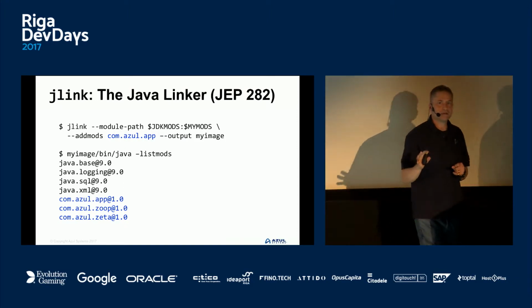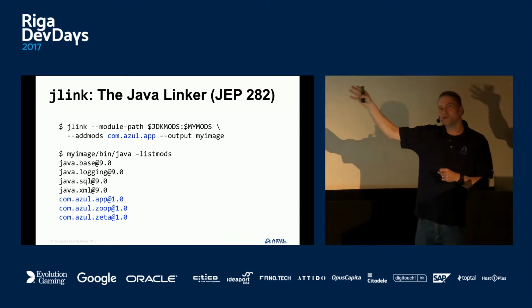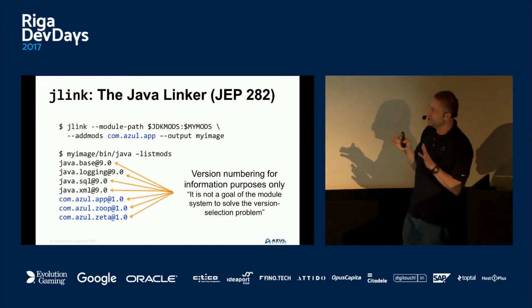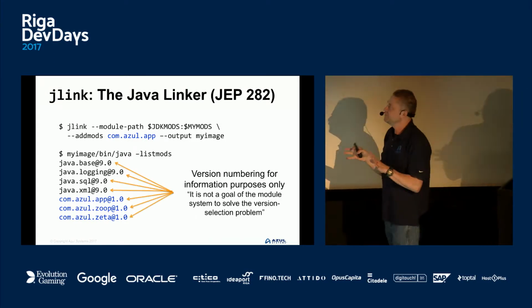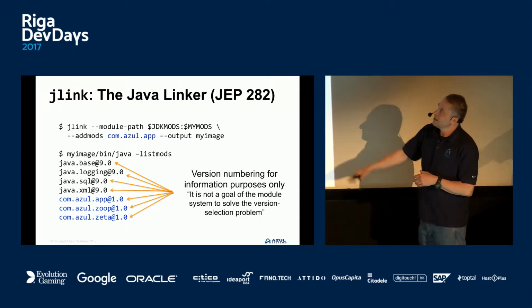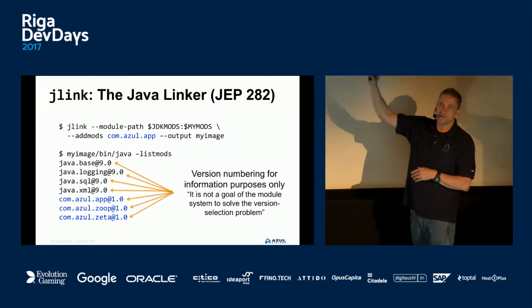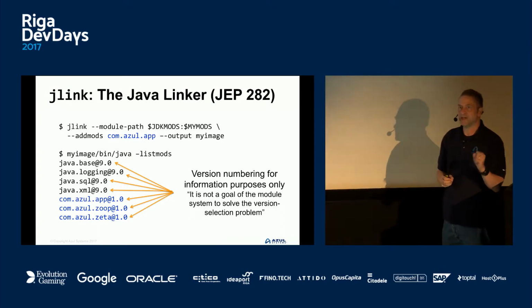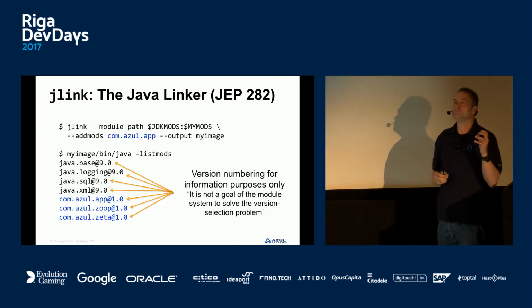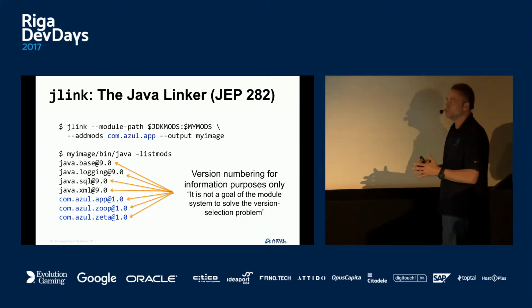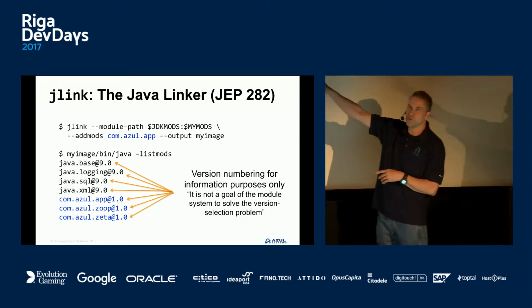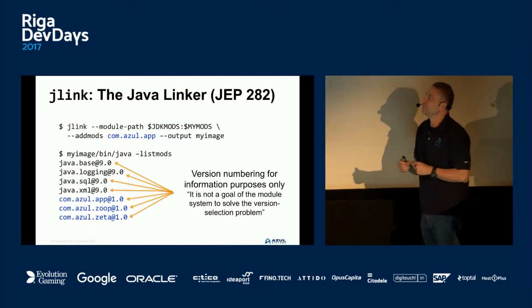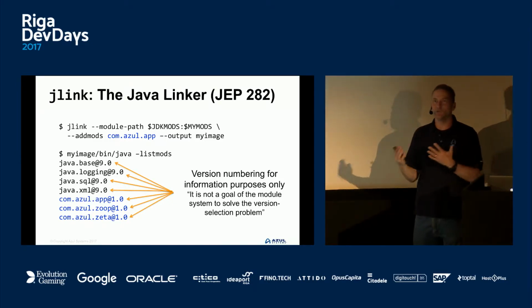And you may be getting excited. You may be thinking to yourself, oh look, we get versioning in this module system. Do not get excited. There is no module versioning in Jigsaw. In fact, version numbering here is just for information purposes only. It doesn't actually have any effect on how different versions of different modules are used. I've even quoted here from the state of the module system: it is not a goal of the module system to solve the version selection problem.